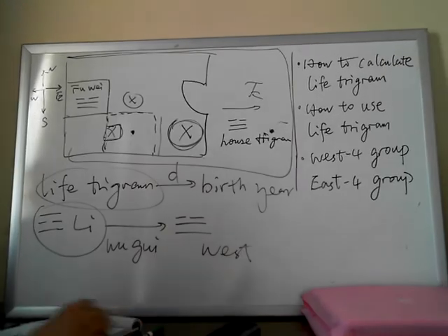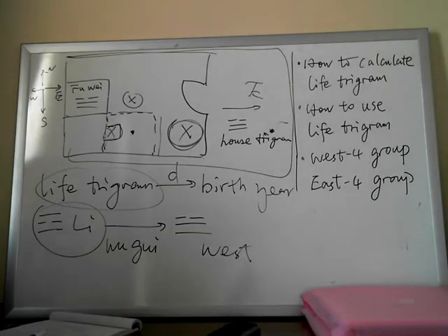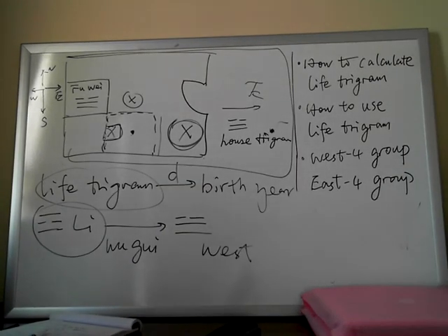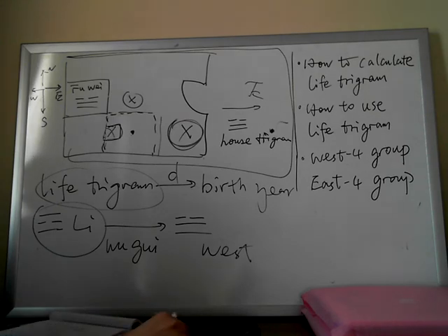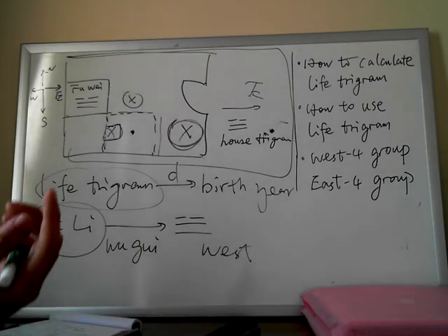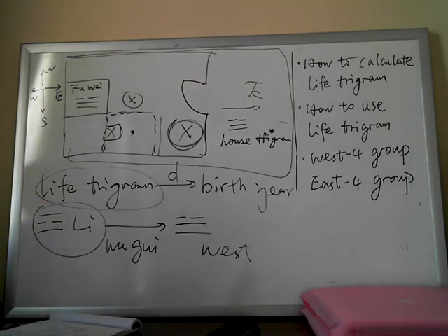So this is because the theory misuses the property of the life trigram. The life trigram is used to calculate the facing direction of a person, the orientation of a person, not an arbitrary direction. Okay, I think this is almost everything I need to say about today.